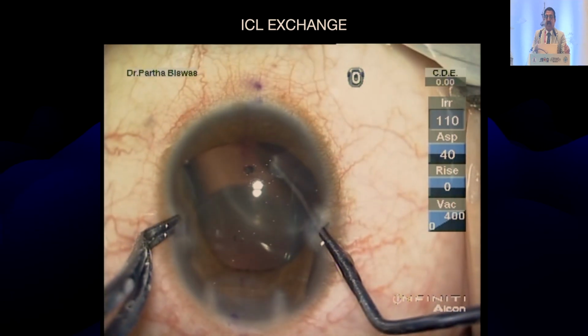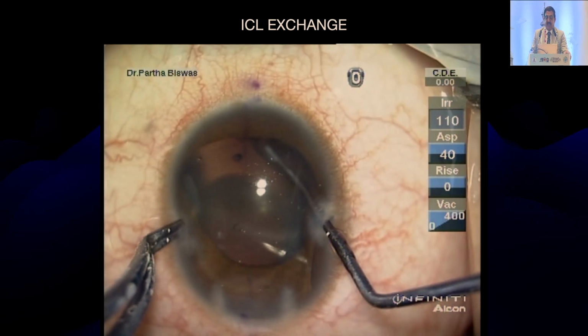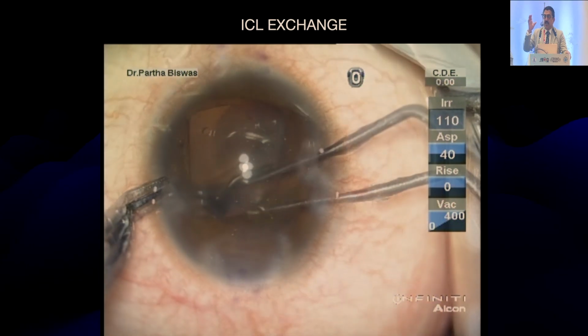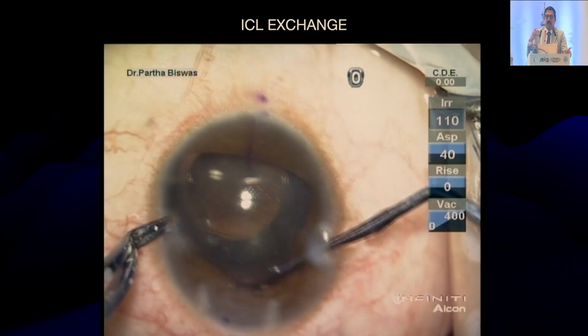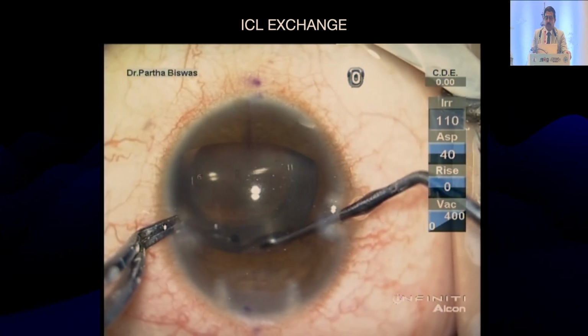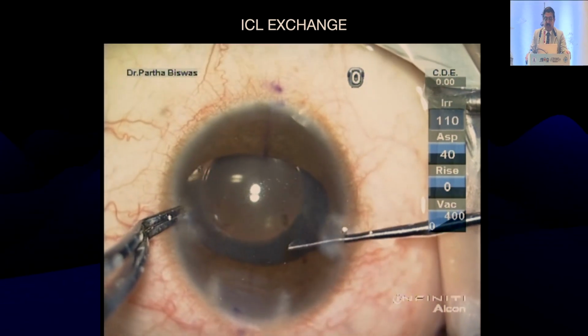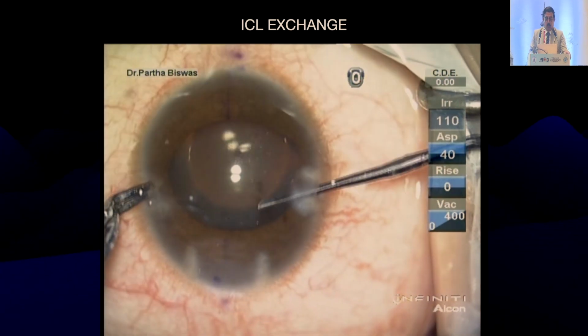And placing the ICL back again, the right ICL back, is not so difficult, and it's just that the iris will tend to come down a little, but you can use viscoelastic methyl cellulose, or even sodium hyaluronate, and it comes out in a bolus.